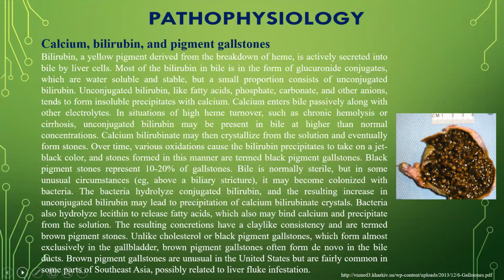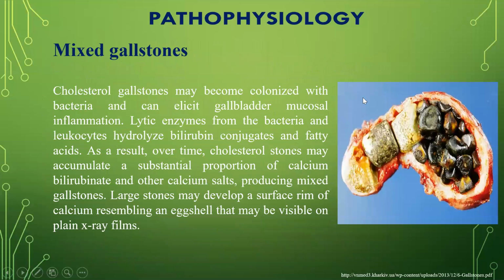Unlike cholesterol or black pigment gallstones, which form almost exclusively in the gallbladder, brown pigment gallstones often form de novo in the bile ducts. Brown pigment gallstones are unusual in the United States, but fairly common in some parts of Southeast Asia, possibly related to liver fluke infestation.